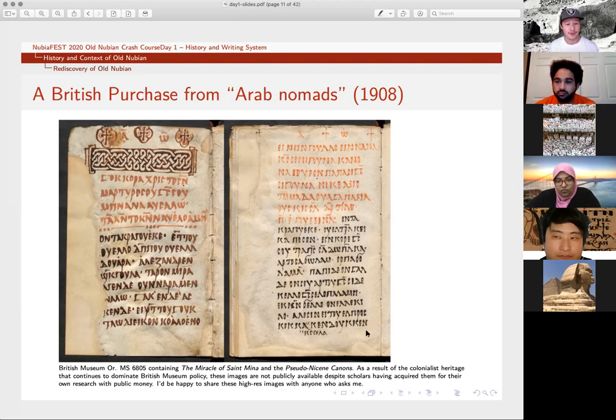On the right, we have the pseudo-Nicene canons, which is a collection of, let's say, church laws or behavior rules, for which we do not have any attestation for these specific rules. We don't have any attestation outside this specific text. And so there's still a lot to learn about the rules of the Nubian church in that period, also from this text.